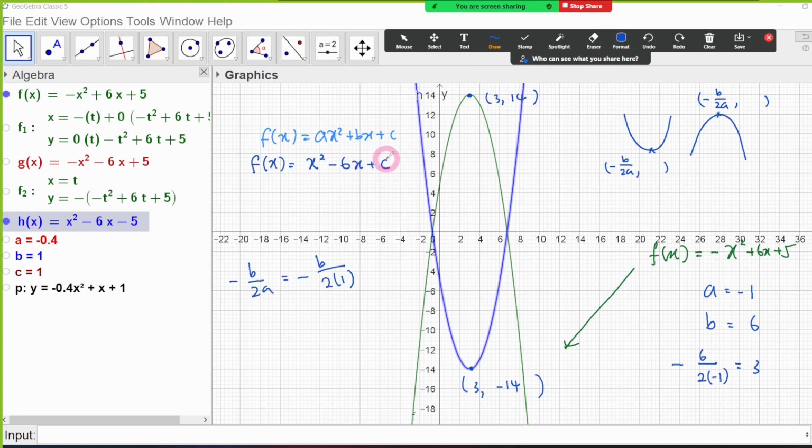Okay, so c is pretty straightforward. c is the y-intercept. Just now the y-intercept is 5 here. This y-intercept is negative 5. So what do we need to do? Just change it to negative 5. Okay, so this is the answer for this question. If you don't understand this, maybe let me explain another way.